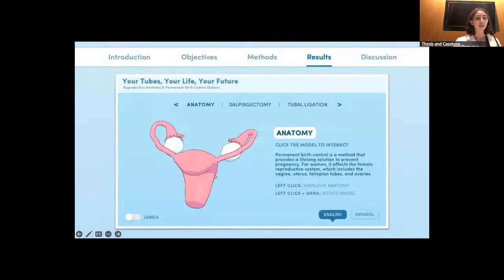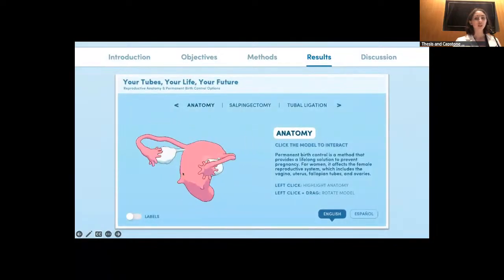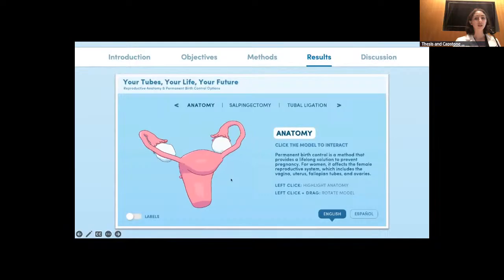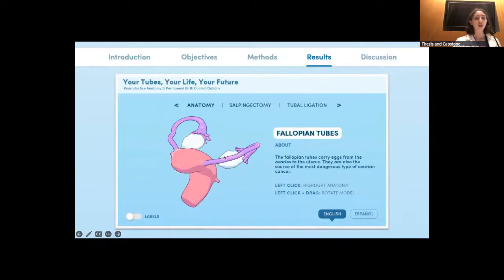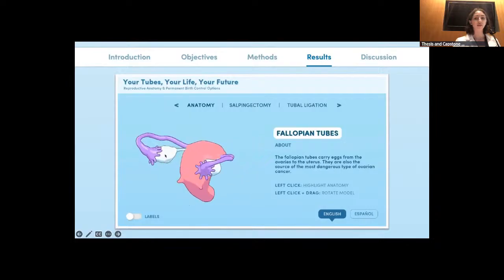Next, I created an interactive tool for patients to explore a 3D model of their reproductive anatomy. The first scene introduces clickable structures of the anatomy to set a base level of knowledge, with an accompanying description providing basic information for each clicked structure.